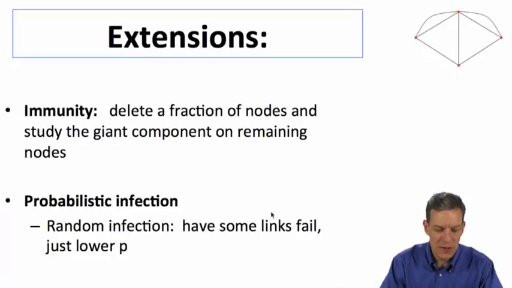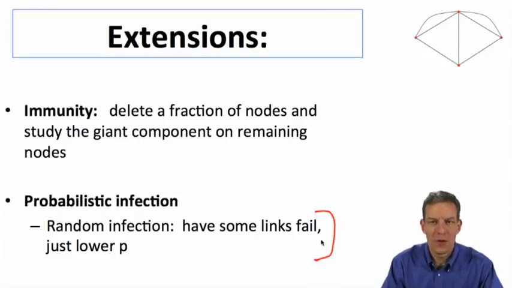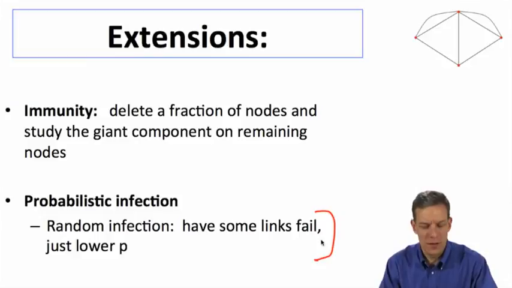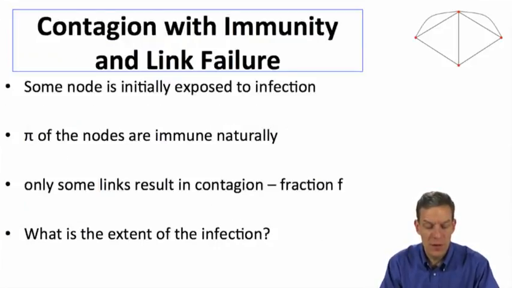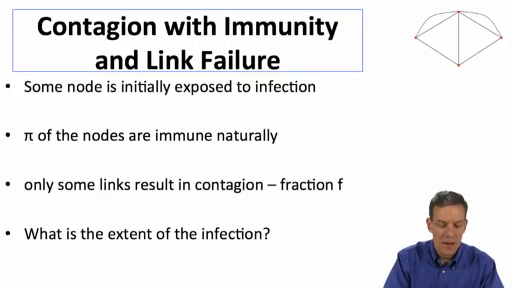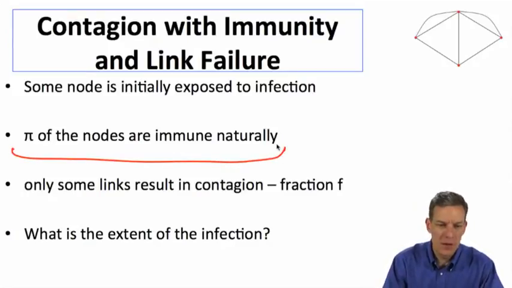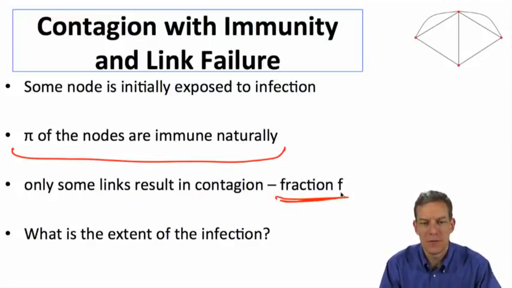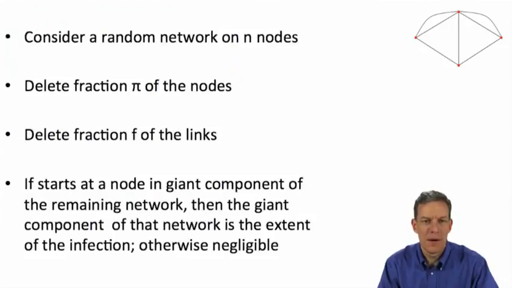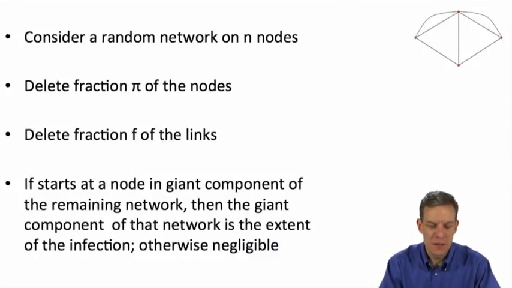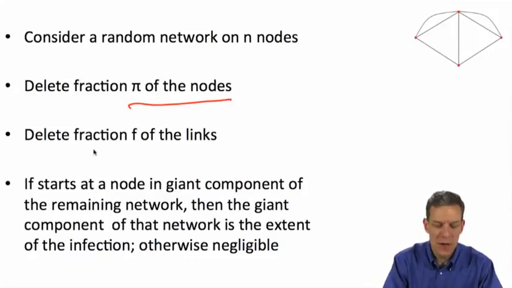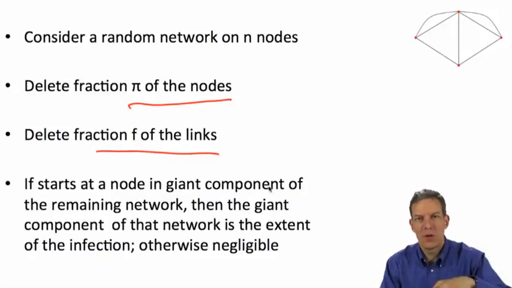In terms of probabilistic infections, we just have links fail, and we can incorporate that directly into the link probability. So we can think about some nodes initially exposed to infection. We could have some fraction pi of the nodes that are immune. And we could think also that maybe only some of the links are actually going to transmit. Let's let a fraction f of the links transmit. And then we ask what's the extent of the infection. Basically we start with our network on n nodes, delete some fraction of the nodes, delete some fraction of the links, and look at what's left.